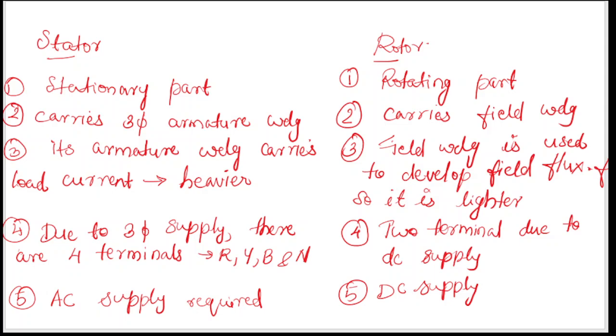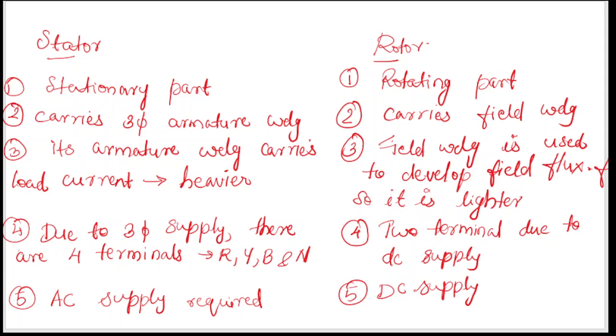So this is the difference between the stator and rotor. The stator is the stationary part and the rotor is the rotating part. The stator carries the three-phase armature winding and the rotor carries the field winding. The armature winding carries the load current, so it has to be heavier than the field winding.